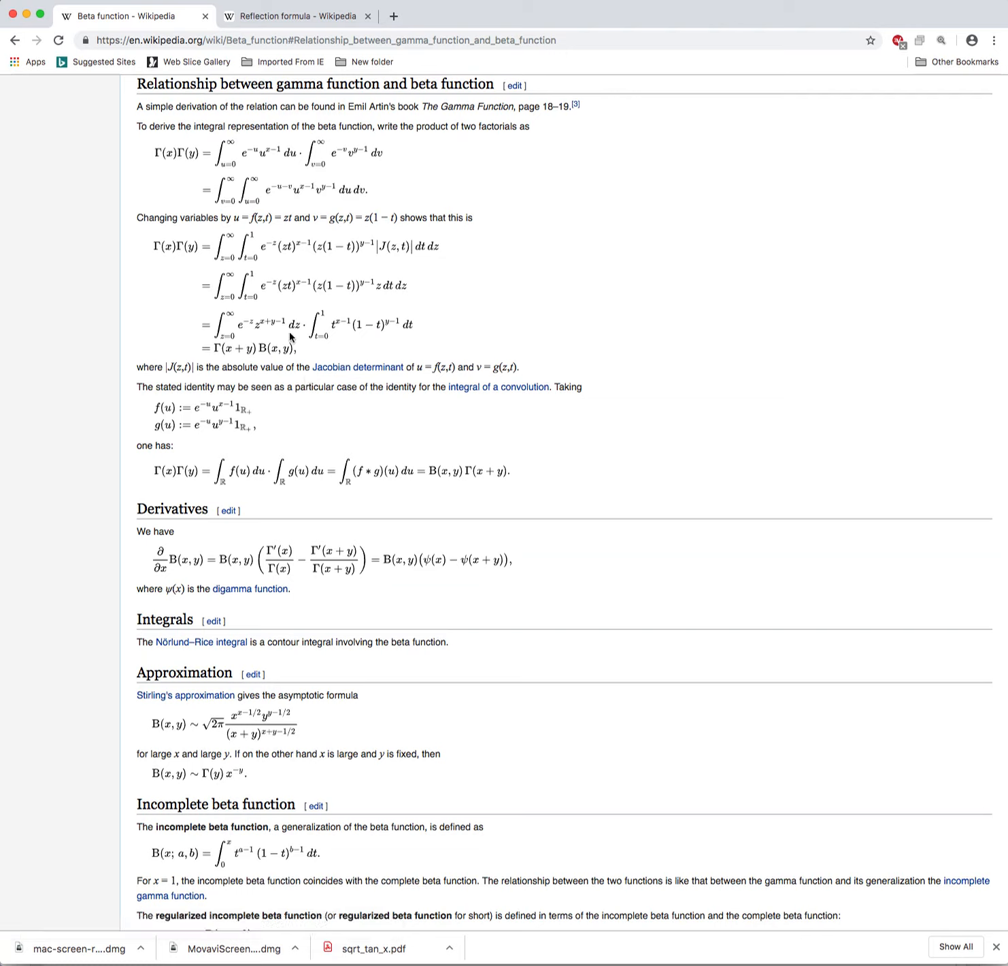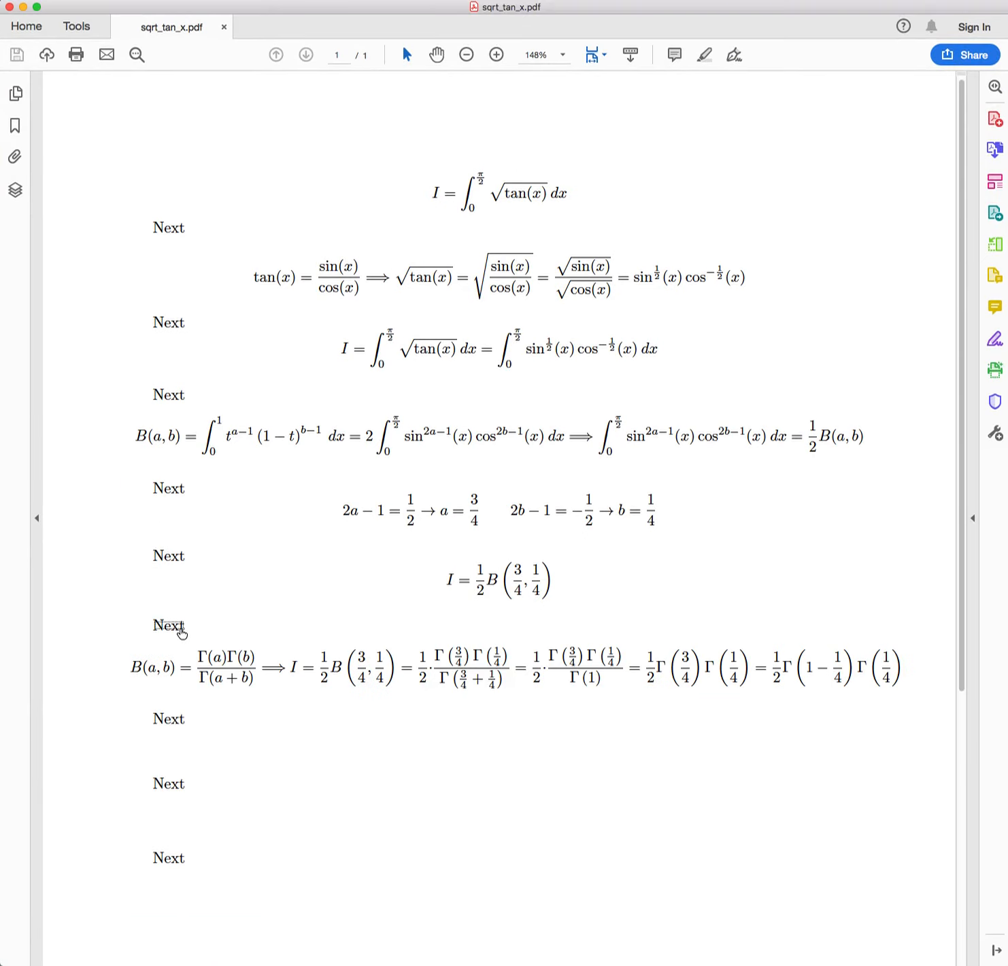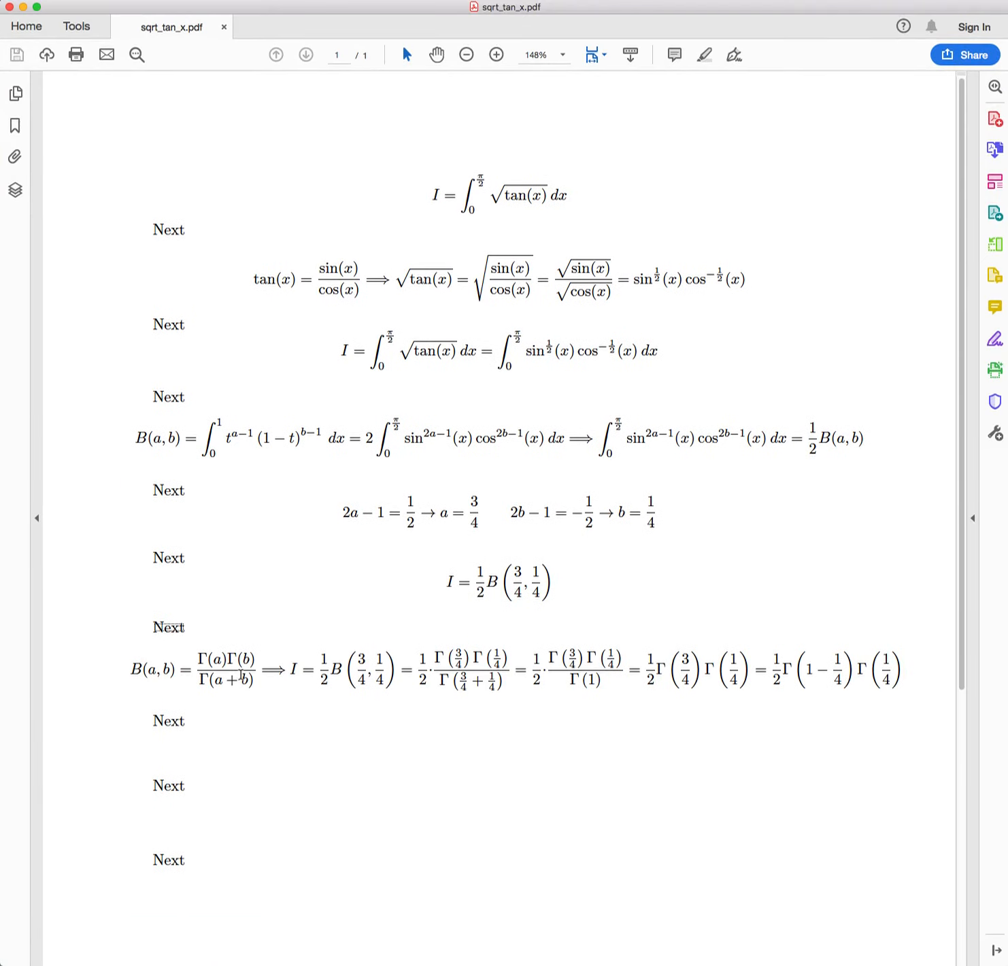Okay. So with the derivation that we have here, we see that gamma of x, gamma of y is equal to gamma of x plus y, beta of x, comma y. So obviously then, if I want to have this isolated, I just divide it through onto this side, and I have beta of x comma y is equal to gamma of x, gamma of y, divided by gamma of x plus y. So that's the relationship between the two. So that's what we have here.